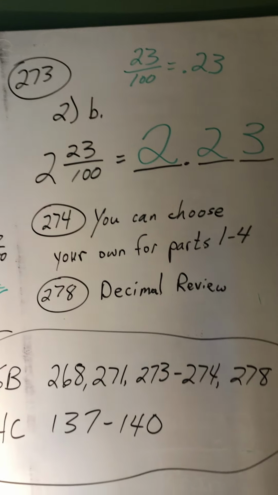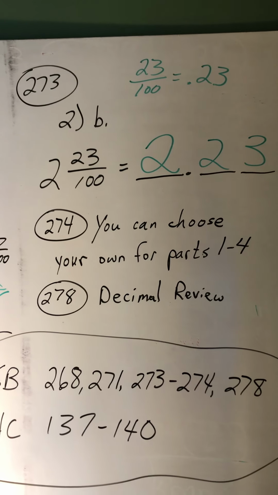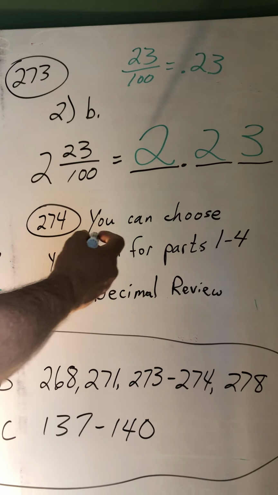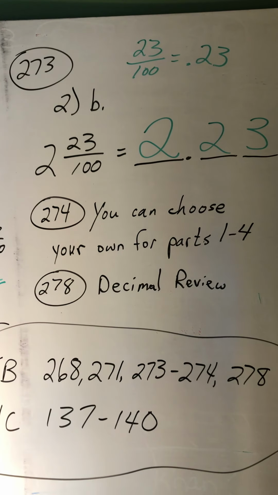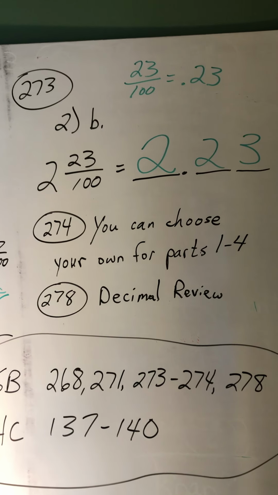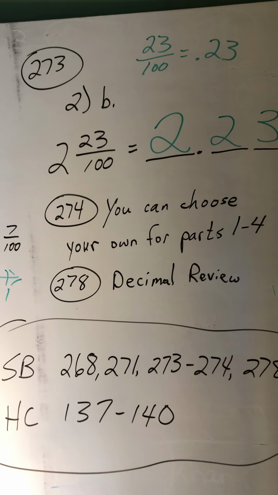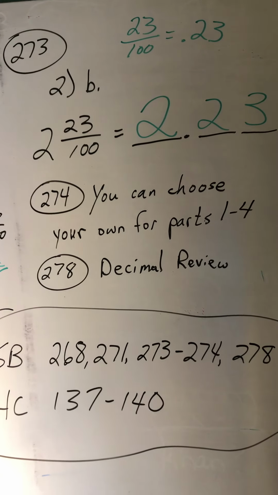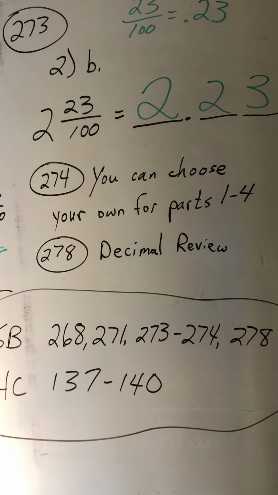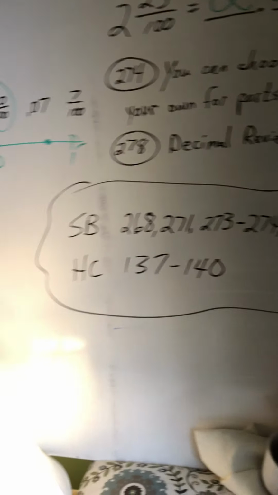274, we were supposed to do this in school as a teacher-student kind of partnership. We can't do that. So on 274, I just want you to choose your own for parts 1 through 4. You can choose your own fractions. It tells you what to do once you put the fractions there, but I'm just going to let you choose your own. Have fun with page 274. 278 is a decimal review. I didn't think you really needed help with that, so it's a decimal review.